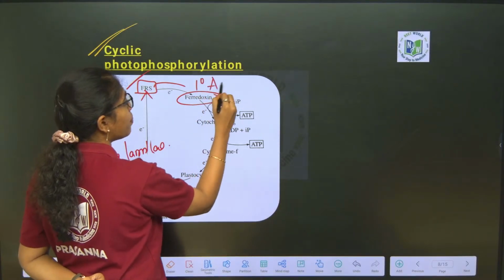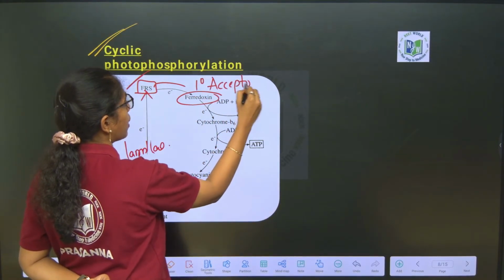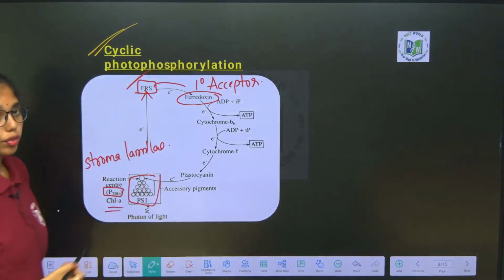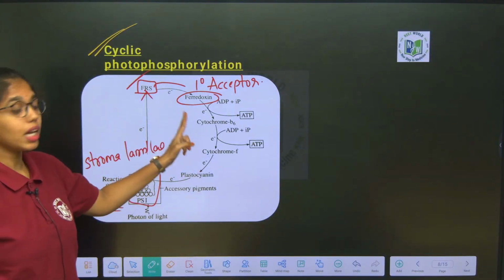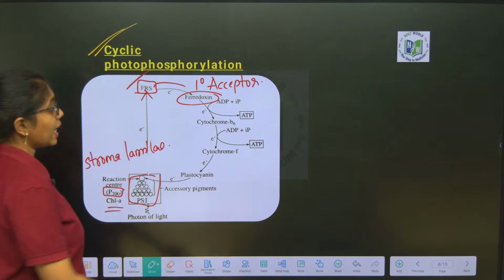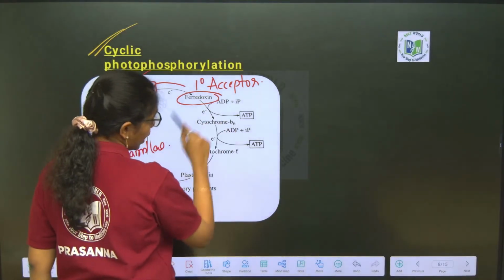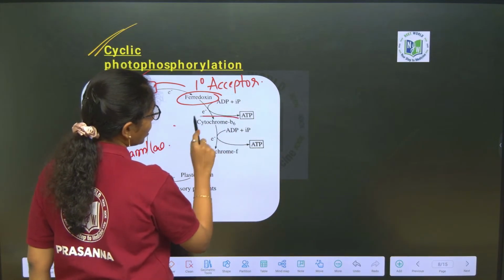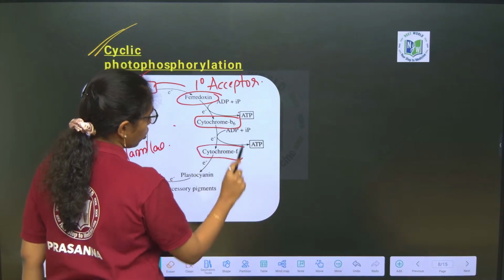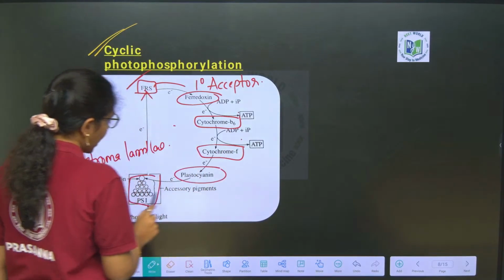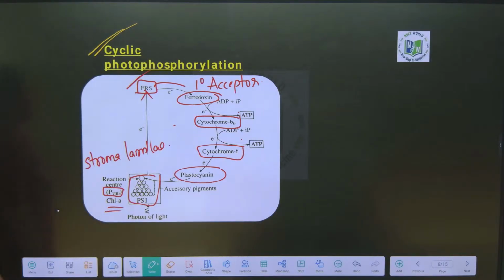Ferredoxin. What is the primary electron acceptor in the cyclic photophosphorylation? Then what should be your answer? Ferredoxin. Okay. Next, this then submits the electrons to what? Cytochrome B6, then cytochrome F, plastocyanin, and it gets back to the photosystem again. Electrons will come back to the photosystem again.